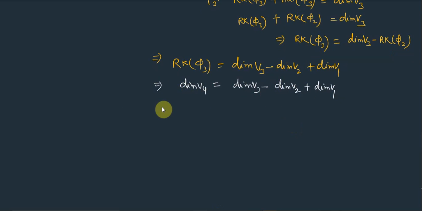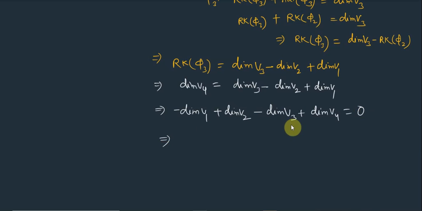When we arrange it, we get minus the dimension of V1 plus the dimension of V2 minus the dimension of V3 plus the dimension of V4 is equal to 0. That is, the alternating sum of these dimensions is 0. So we can write the summation from i equals 1 to 4 of minus 1 to the power i times the dimension of Vi is equal to 0. So the correct option is A.